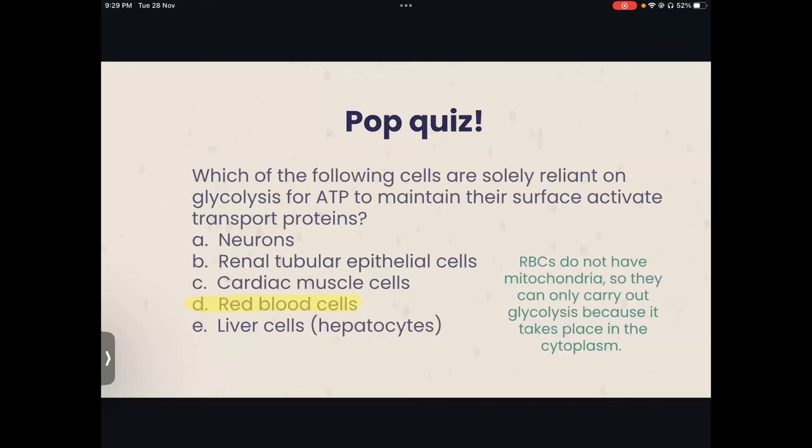As I've mentioned time and time again, red blood cells lack mitochondria, so they can only carry out glycolysis because it takes place in the cytoplasm.